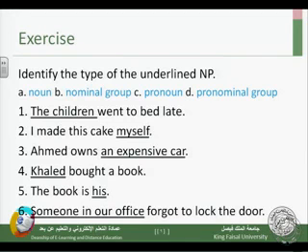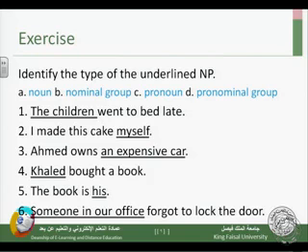Number five. The book is his. His is a pronoun here. It is a possessive pronoun. It shows that a book belongs to someone. Something belongs to someone. So the book is his. It is a pronoun.